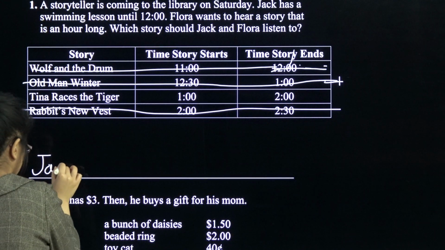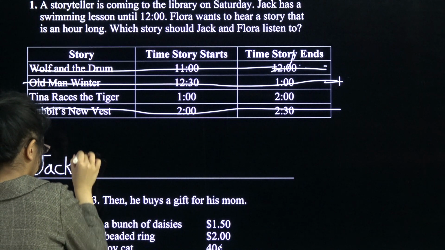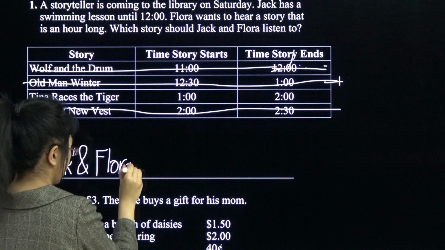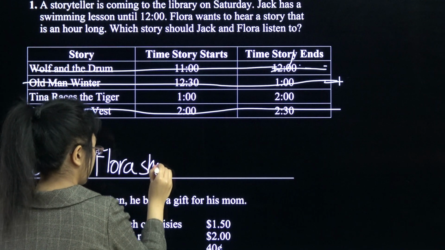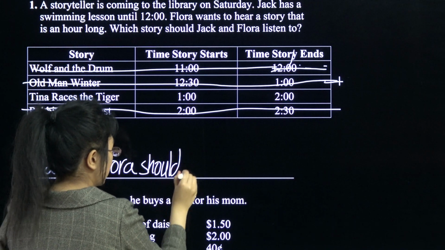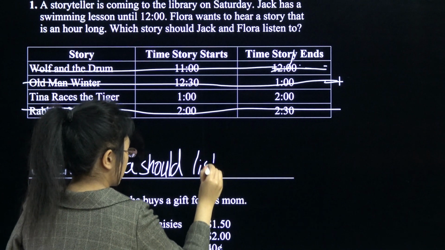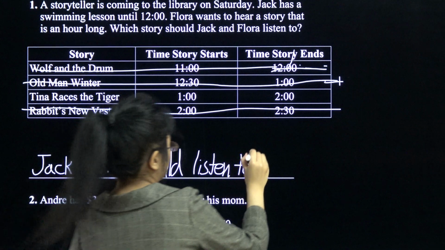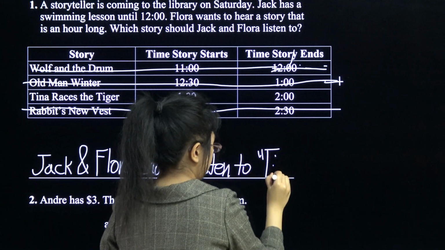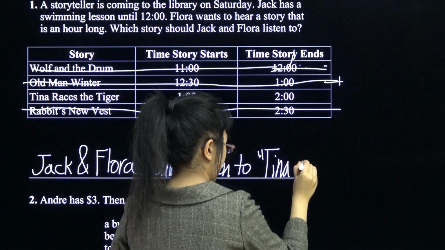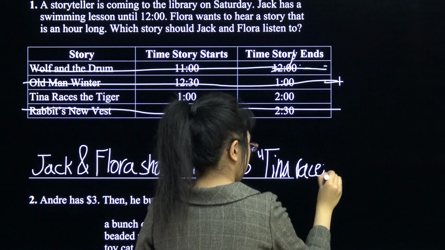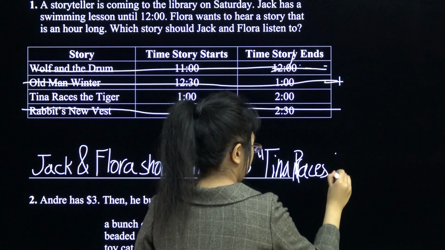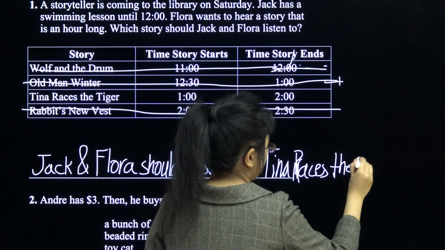Jack, and this is the and sign, by the way, Flora should listen to Tina Races the Tiger.